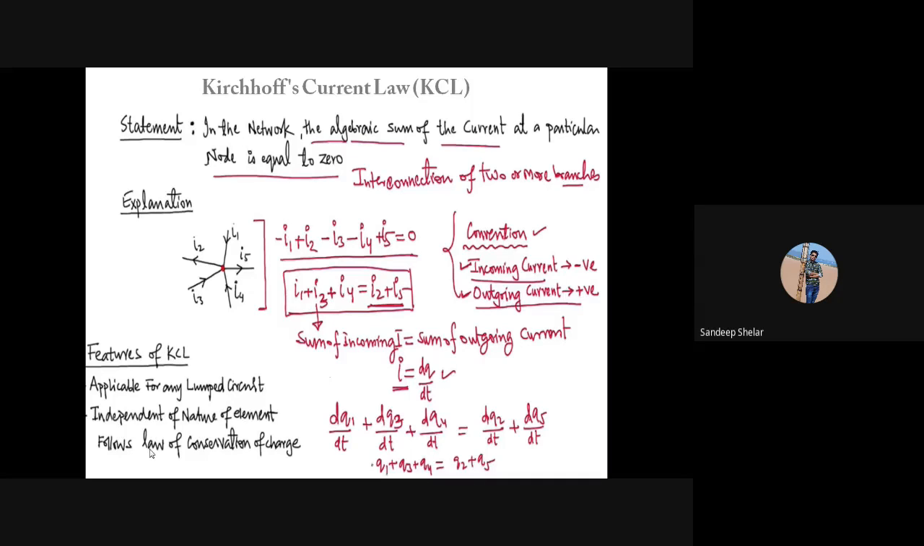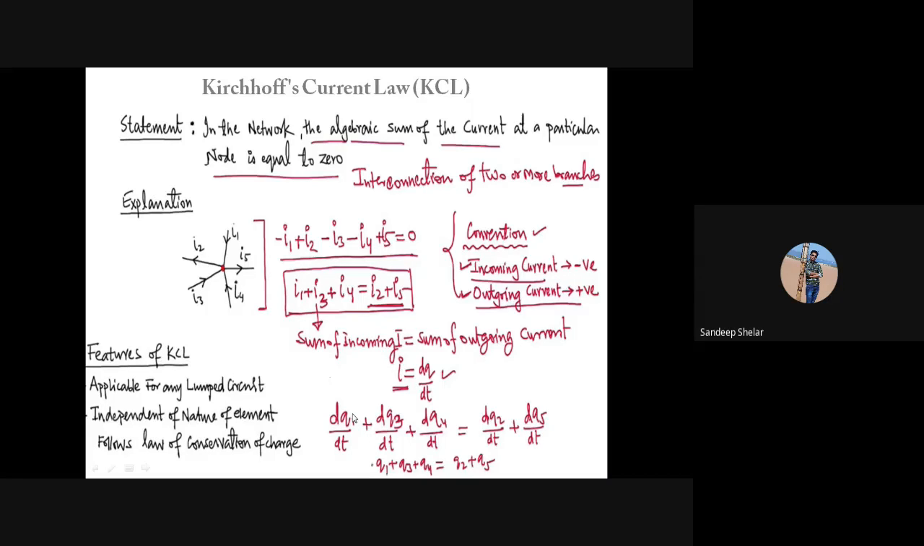Now the basic equation of current is given by I is equal to the ratio of the change in charge with respect to time. That means I is equal to dq by dt. Applying this to the current equation, dq1 upon dt plus dq3 upon dt plus dq4 upon dt is equal to dq2 upon dt plus dq5 upon dt.